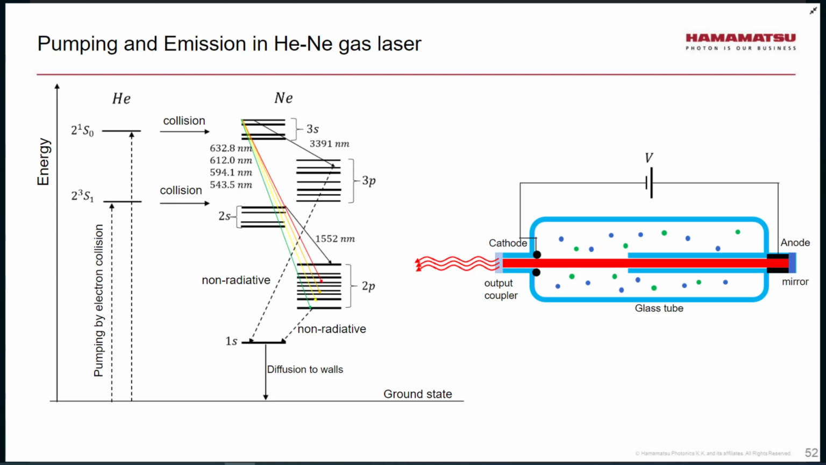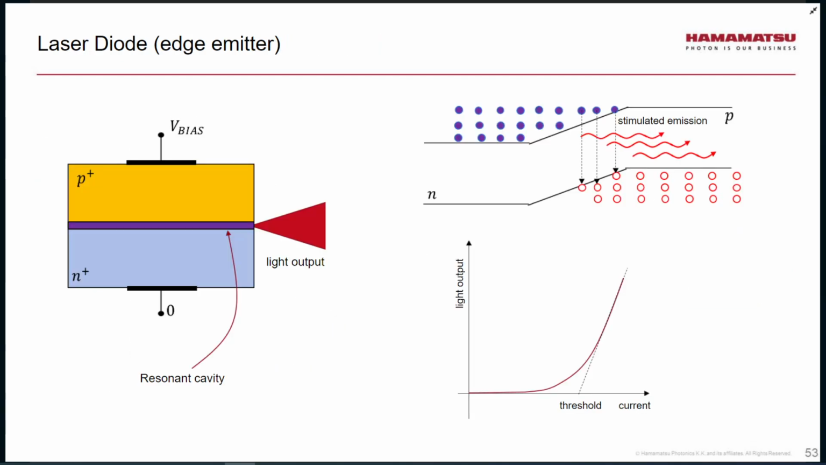cartoon version of the structure, and so we have all the elements that we discussed earlier. We have mirrors, we have a cavity, we have a voltage source which provides the pumping mechanism.